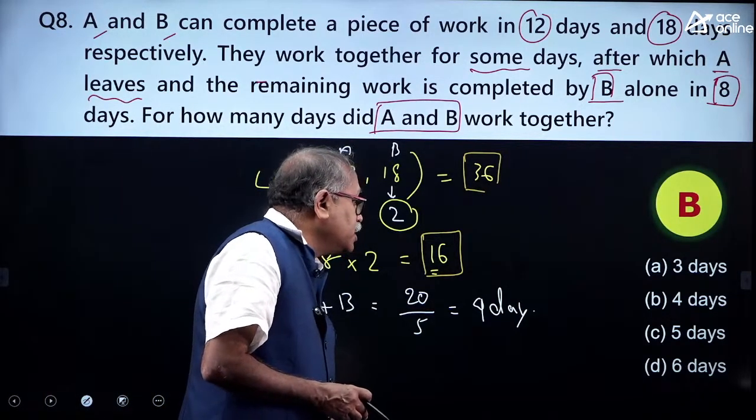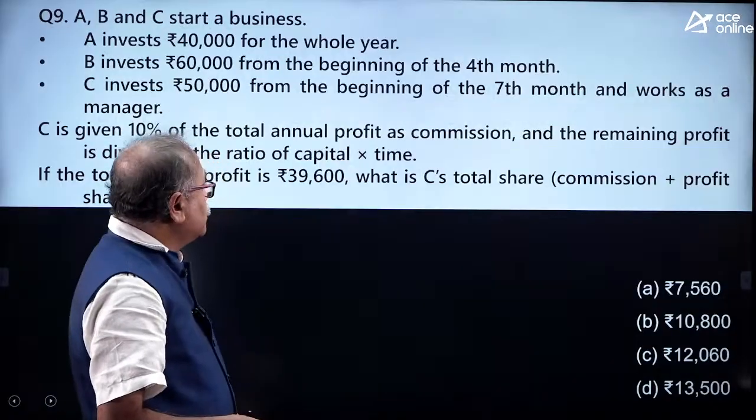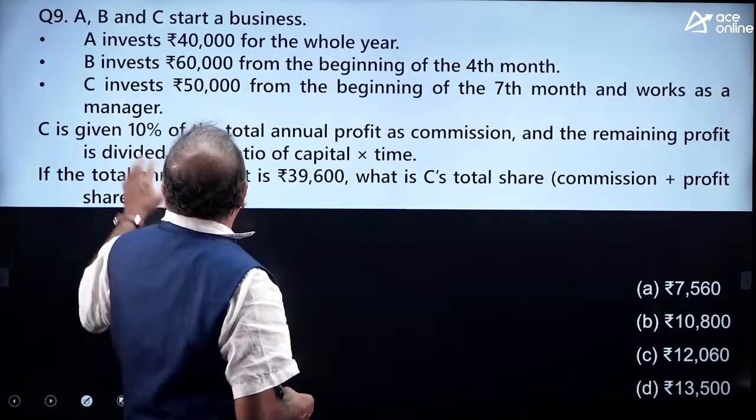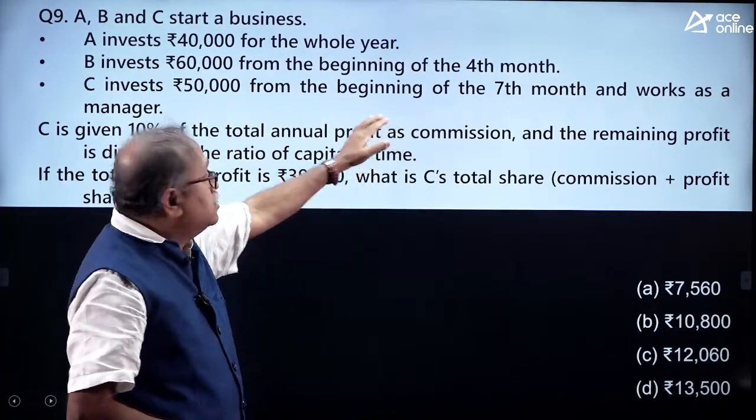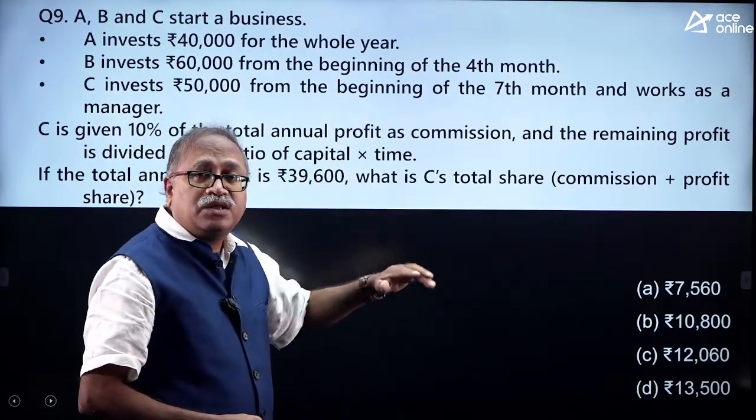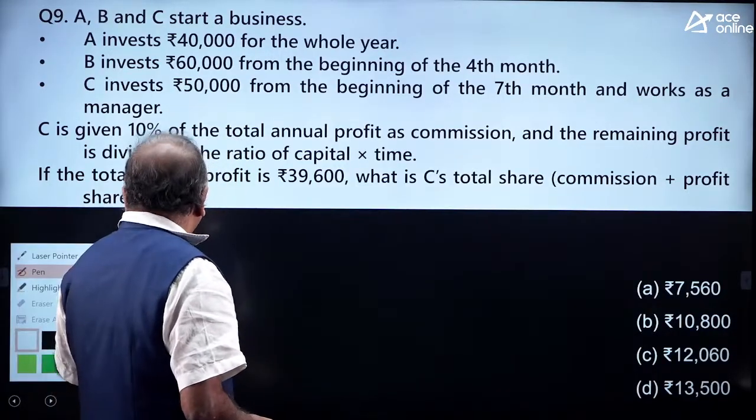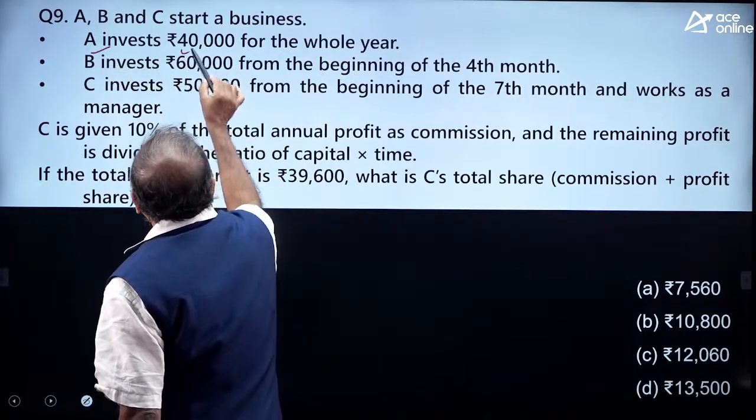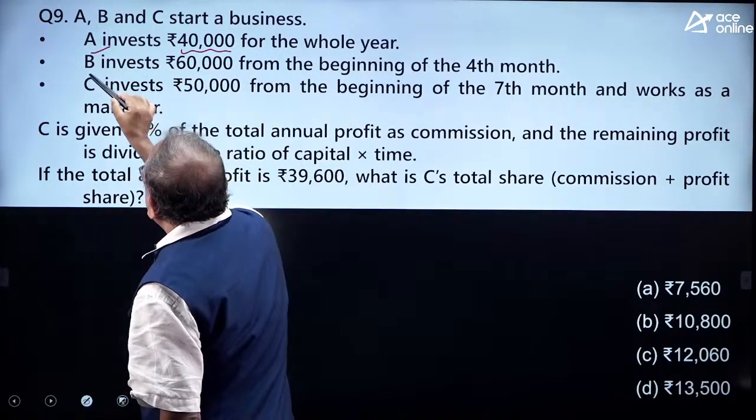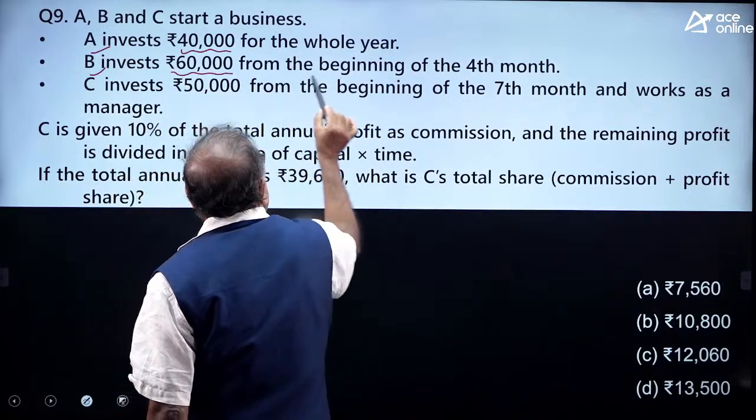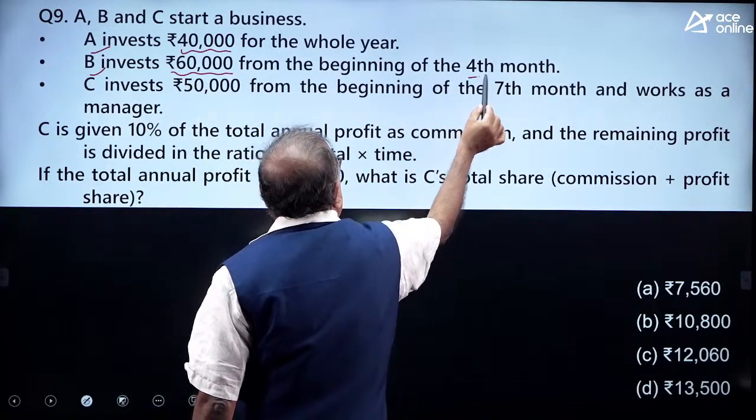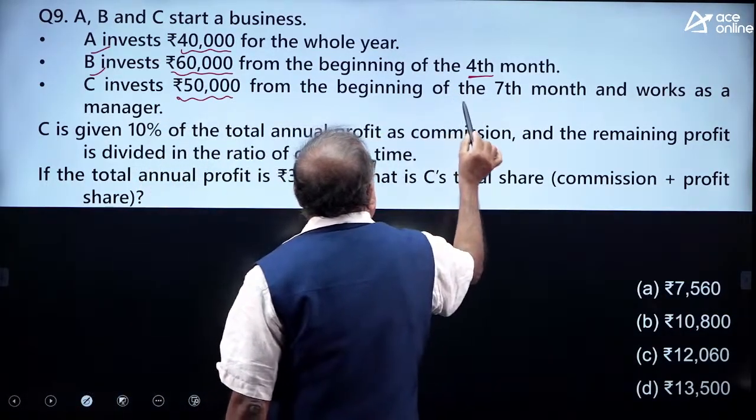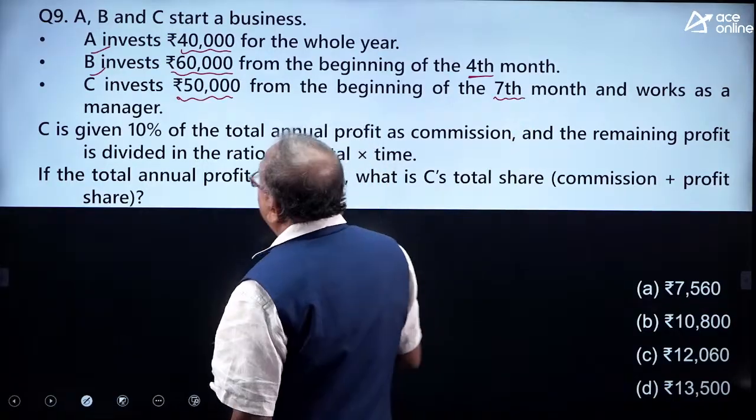Now, come over here and look at this question. I wrote it point wise, therefore it looks a little lengthy, but the question is very simple. What it says is A, B and C started a business. A invested 40,000 for the whole year, B invested 60,000 from the beginning of the 4th month, and C invested 50,000 from the beginning of the 7th month.